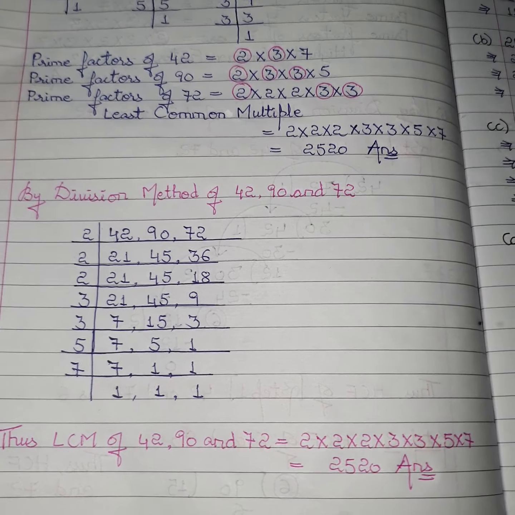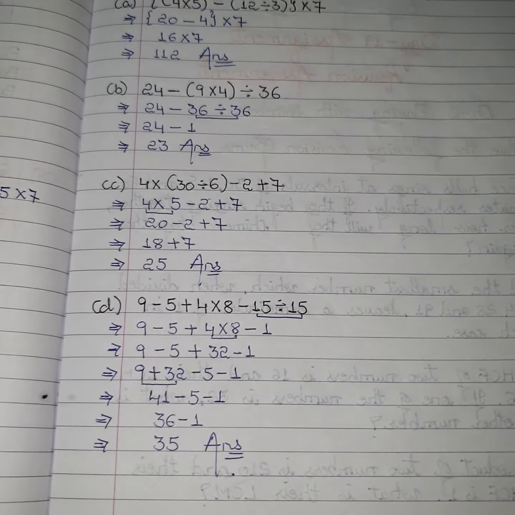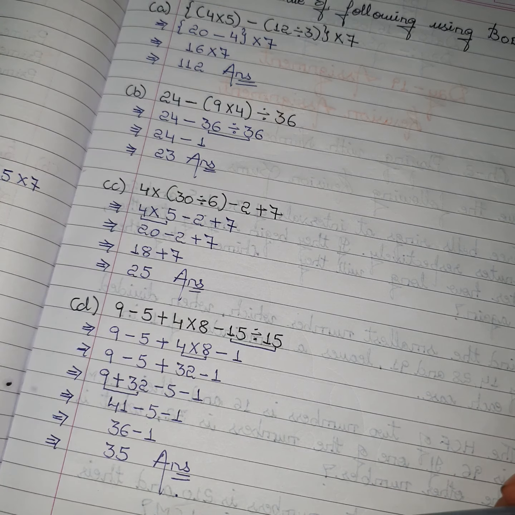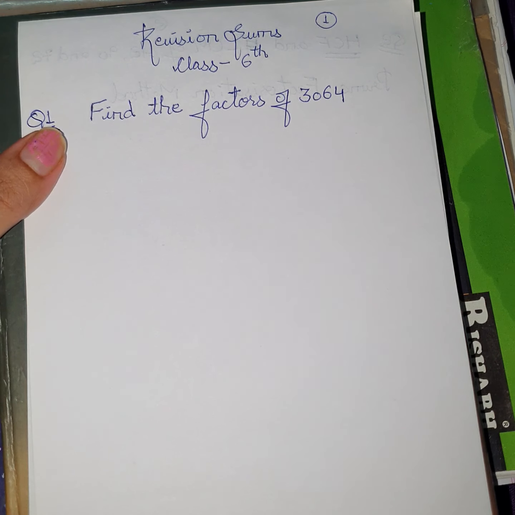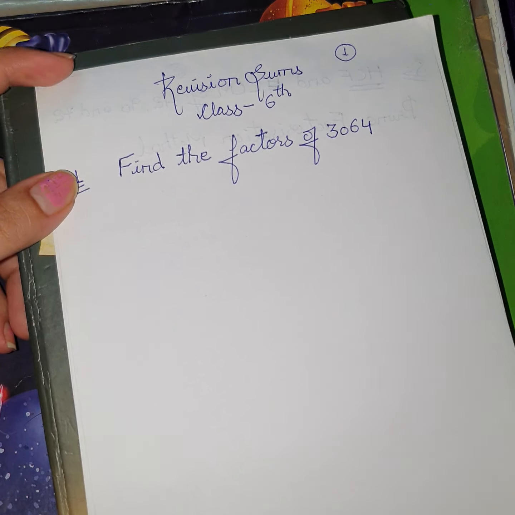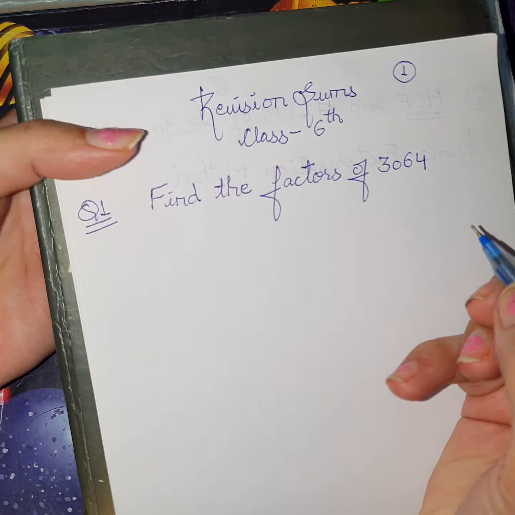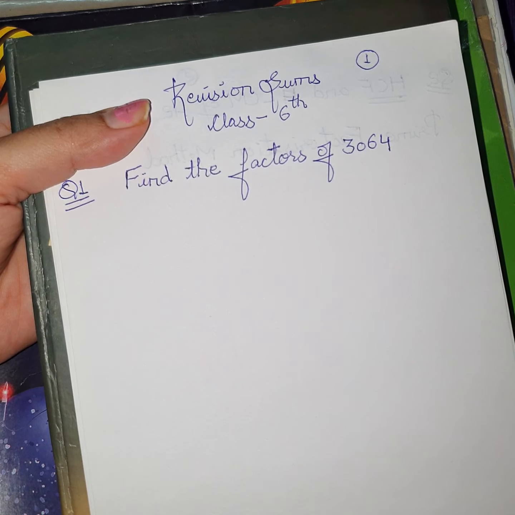So the solution of HCF and LCM is given on page number 2 and 3. Then on page number 4, the solution of your simplification sums is given. So you can check all these solutions, and here I am solving all the questions for you. So pay attention that in question number 1 I have given you to find the factors of 3064. And how did I tell you to find the factors? Yes, I told you to check it by the tables from 1 to 10.